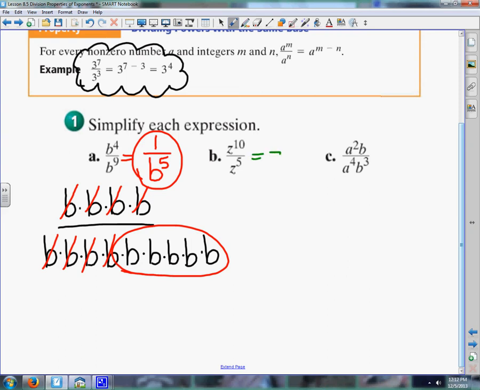So B is just Z to the 5th power. C is a little bit different because there's multiple things. So you have A squared and A to the 4th. So that means I have 2 A's on the bottom, 2 A's extra on the bottom. And then I have 2 B's extra on the bottom. So it'd be 1 over A squared, B squared.